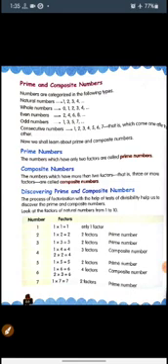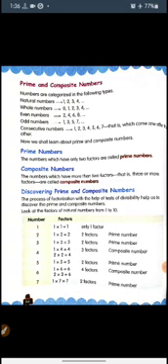Discovering prime and composite numbers. The process of factorization with the help of tests of divisibility helps us to discover the prime and the composite numbers. Look at the factors of the natural numbers from 1 to 10. 1 has only one factor. 2 has two factors, it is a prime number. 3 has also two factors only, it is also a prime number. 4 has three factors, so it is more than two factors, so it is a composite number.